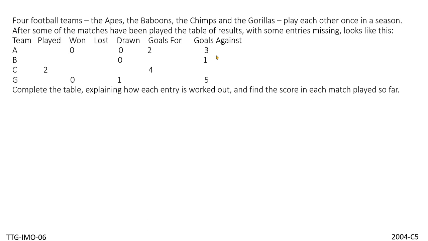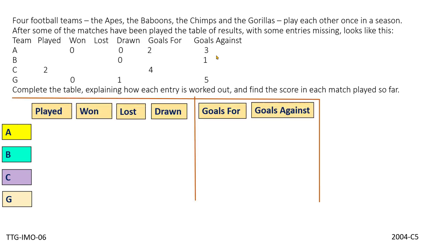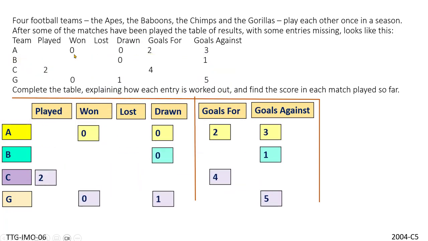Okay, so we'll replicate the information given into a table. These are the four teams A, B, C, and G, and the number of games played, games won, lost, drawn, and the goals for and goals against. Now we'll just copy all the values which are given to us at the beginning. Now with this, where is our starting point? Where will you start?